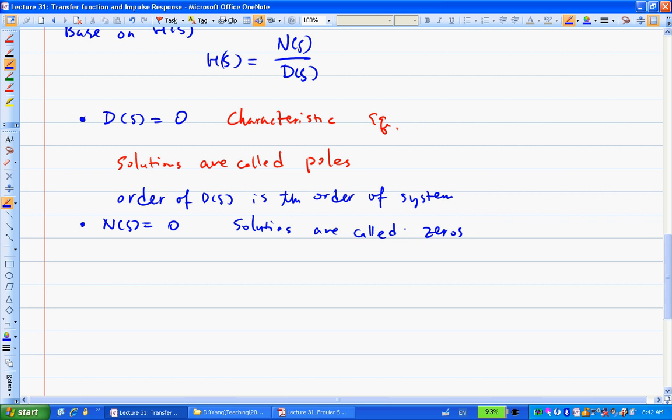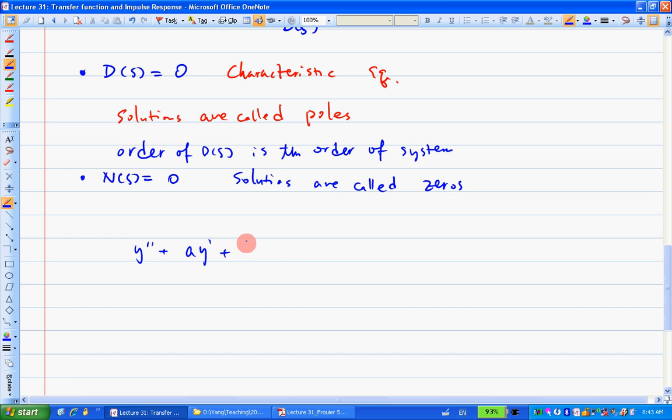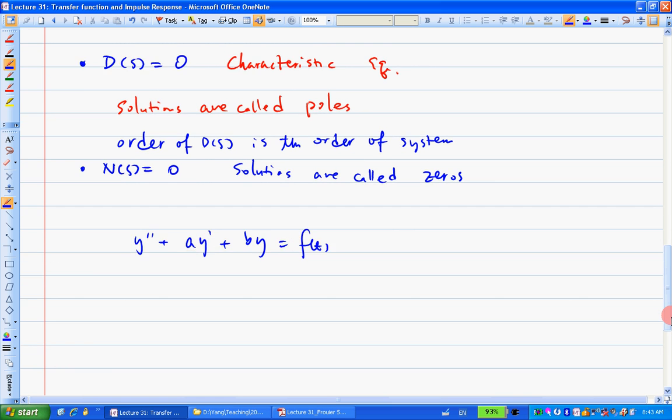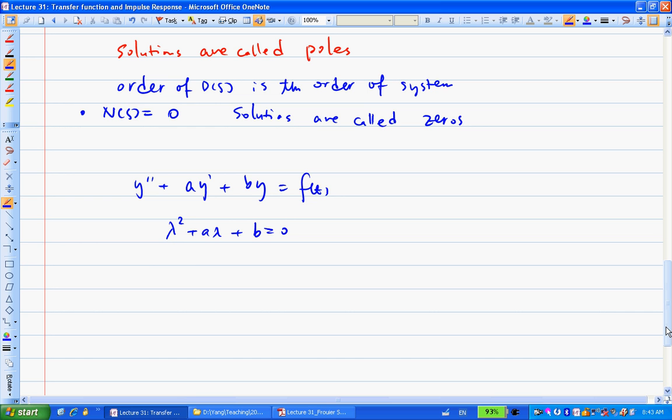the poles and the zeros are very important concepts in terms of control systems and also in terms of linear system response. All right, and if you remember, when we have a characteristic equation, let's say y double prime plus a y prime plus b y equals f of t, right? Okay. So the first step is lambda squared plus a lambda plus b equals 0. That's what we generally do, and we find there's 3 cases. Remember that? There's 3 cases.